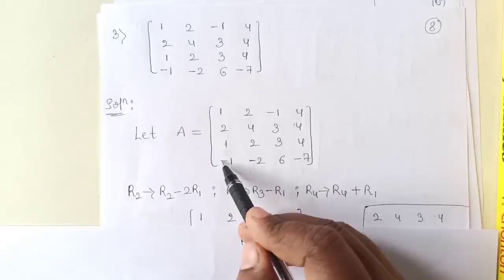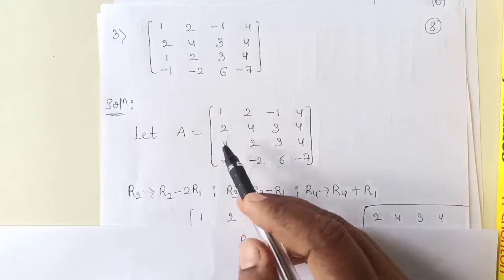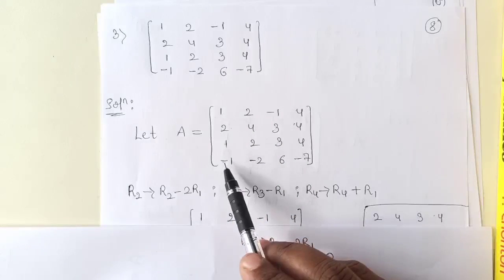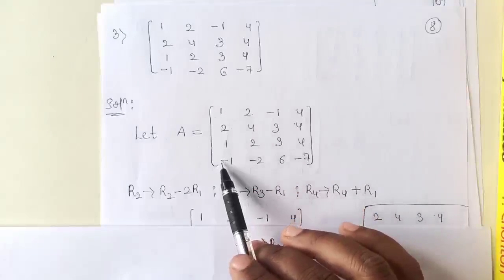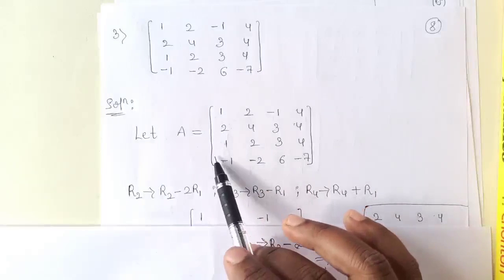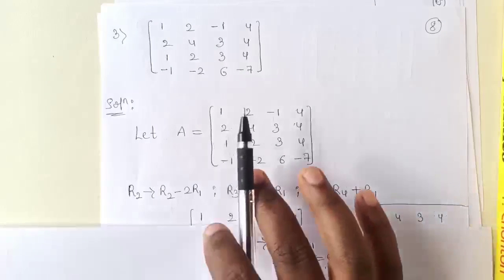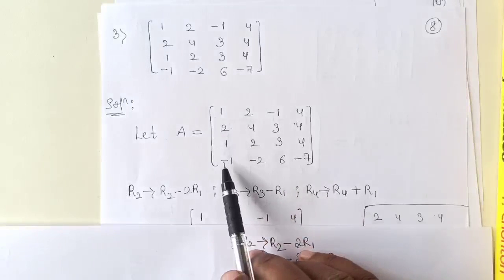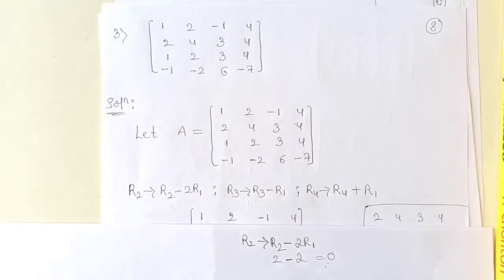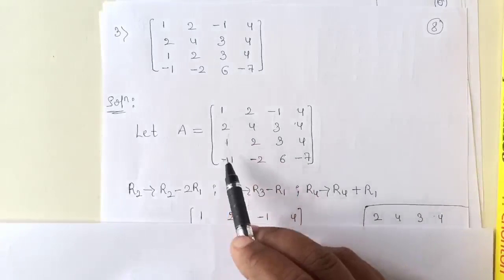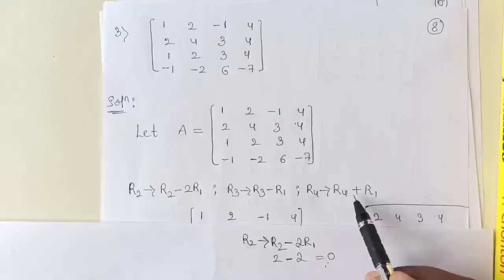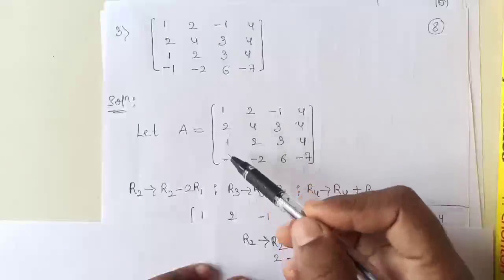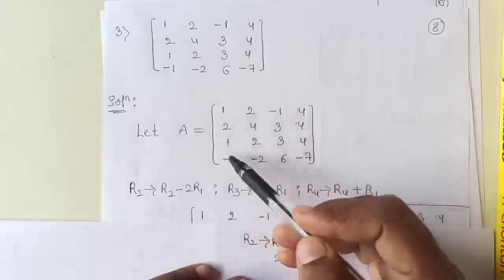Next, because here a minus is already there, minus into minus we will get plus. Therefore we add these two rows because they have different signs. If they have different signs, we have to add. If they are of the same sign, then we have to subtract. Since these two are of opposite signs, we have to add these two. Therefore R4 is changed as R4 plus R1. Then minus 1 plus 1 will get 0.